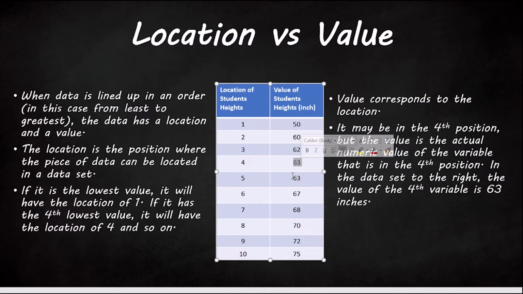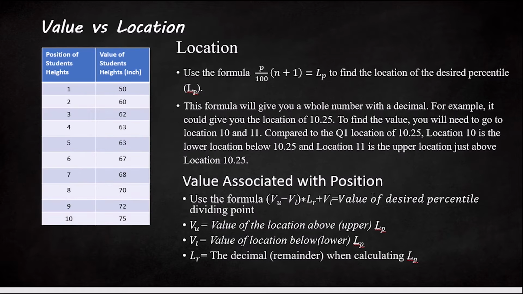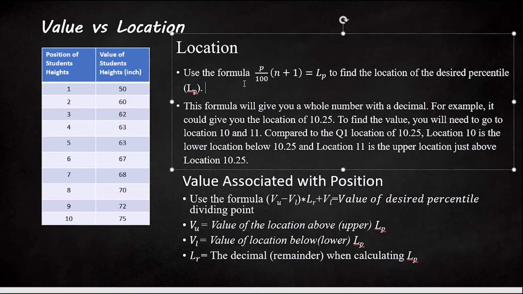Now where this gets a little tricky, we're going to use a little bit more information, and we're going to bring it to the larger data set in just a second. We're going to use this formula: the percentile over 100 multiplied by n plus 1 equals the location of a percentile. Say for instance I want to find Q1. I would do 25 over 100 multiplied by 10 plus 1, so that's going to be 11.